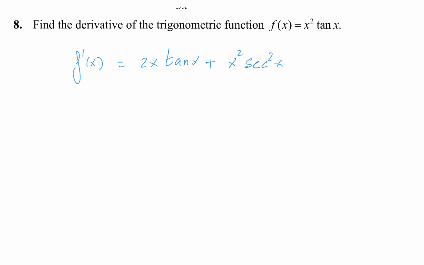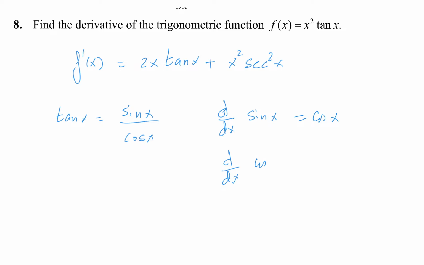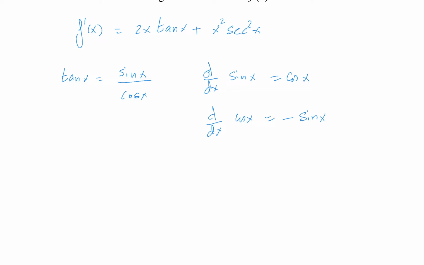Secant square of x. Why? Because tangent of x is sine of x divided by cosine of x. So I need to apply the quotient rule. What is the derivative of tangent of x? Remember that the derivative with respect to x of sine of x is cosine of x, and the derivative with respect to x of cosine of x is minus sine of x. Now let's apply the quotient rule to find the derivative of tangent of x.